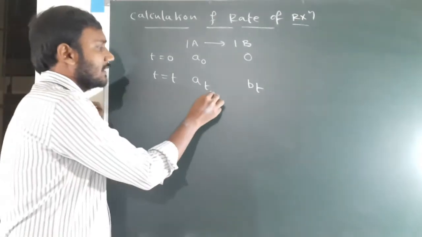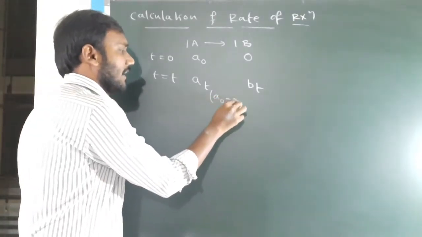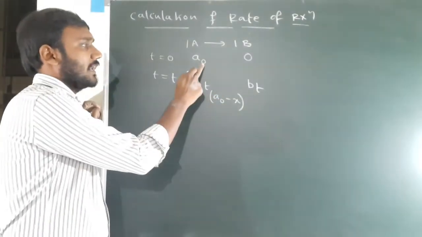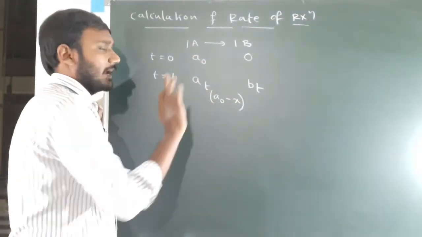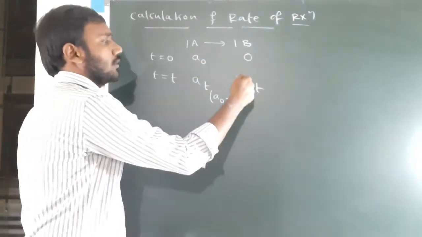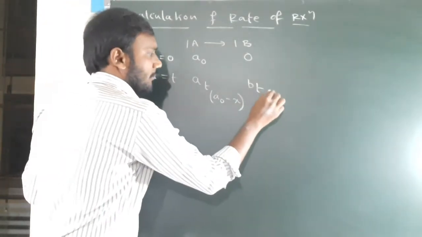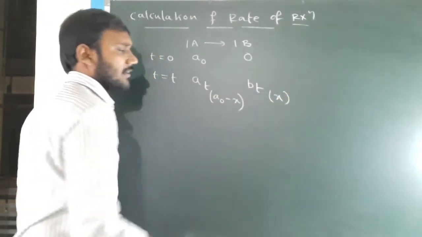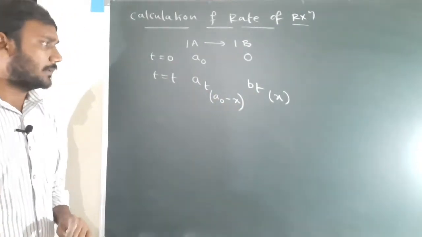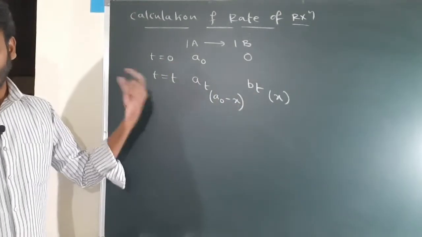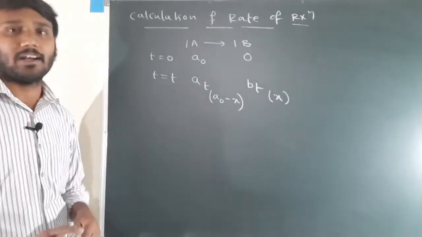That means At can be written as A naught minus x, because from that A naught, x amount of the reactant converted to product. How much concentration converted to product? Bt, so Bt is nothing but x, because x amount converted to product.